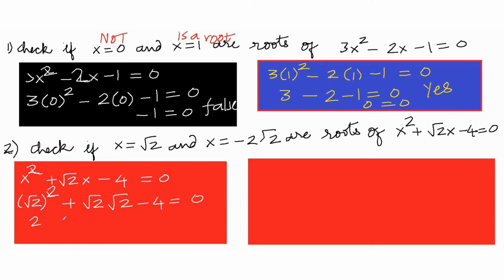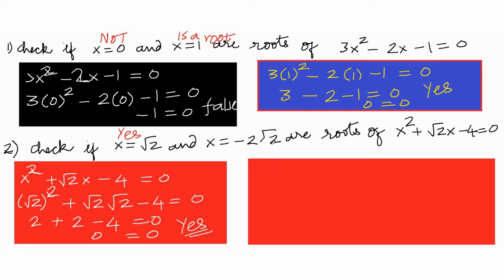Root 2 the whole square is 2, and root 2 into root 2 is also 2, minus 4 equals 0. So 4 minus 4 is 0, which means 0 equals 0. So I can say yes, this value of x satisfies the given quadratic equation. So x equals root 2 is a root of the given quadratic equation.